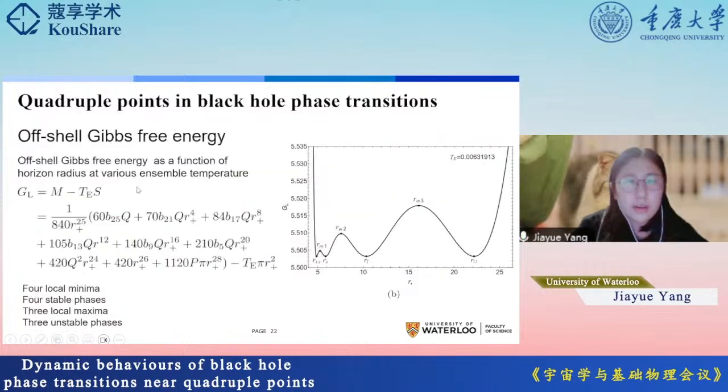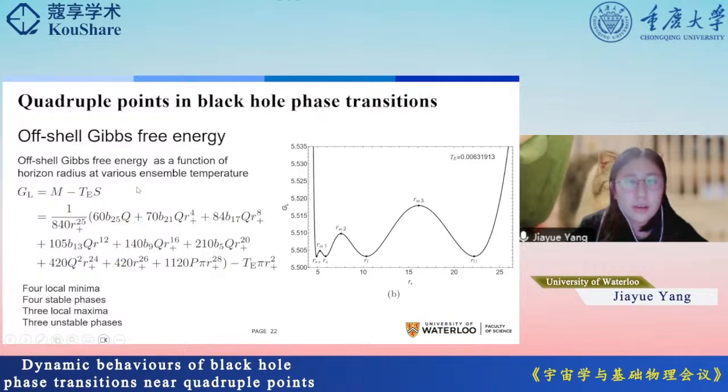And from now on, let's talk about the quadruple points in the black hole phase transitions. We had the on-shell Gibbs free energy in the previous slides. Now let's talk about the off-shell Gibbs free energy. Off-shell Gibbs free energy means that here, T is not the Hawking temperature. It is just some ensemble temperature that we set beforehand. So it is some constant that we set.